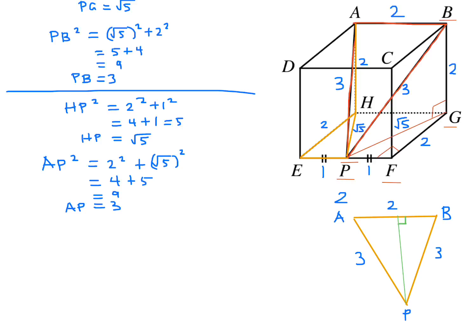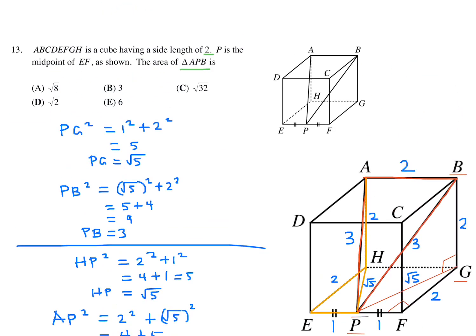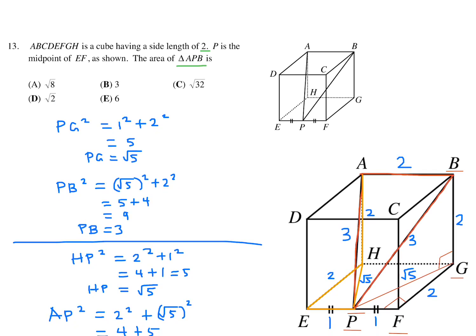And if this green line represents the height, and this is 1 and 1, we can now figure out h, which will be the height of that triangle. So h squared plus 1 squared is equal to 3 squared. So h squared is equal to 9 minus 1. So h is equal to root 8. And now finally we have enough to figure out the area of APB, which is what they want us to figure out. Yeah, the area of the APB triangle.